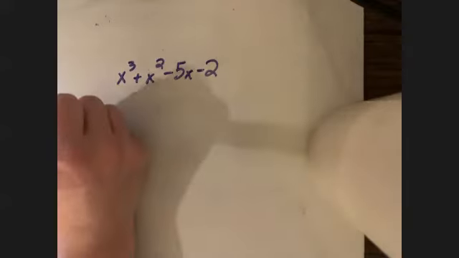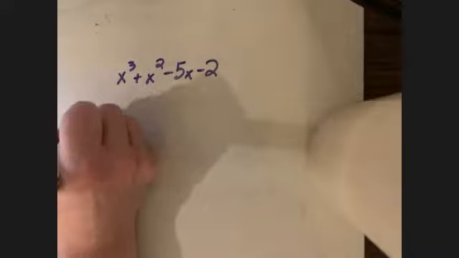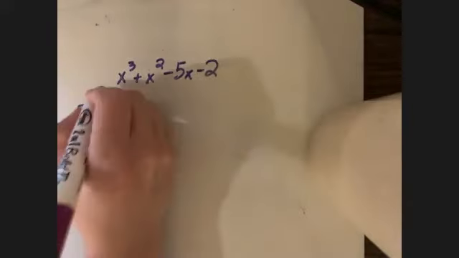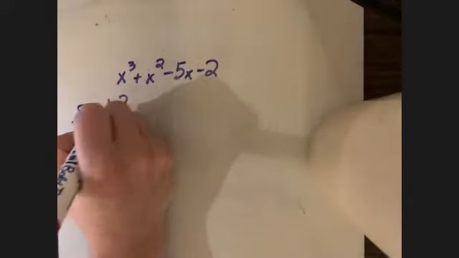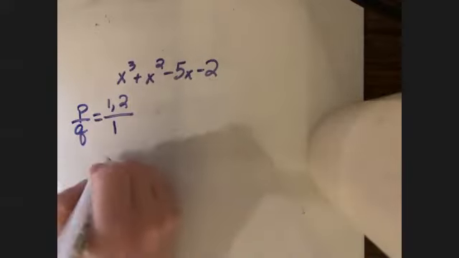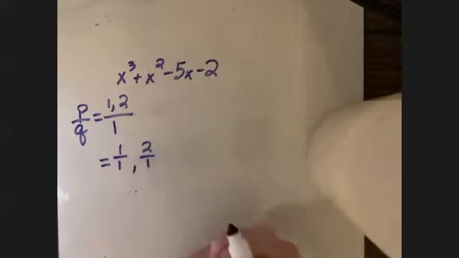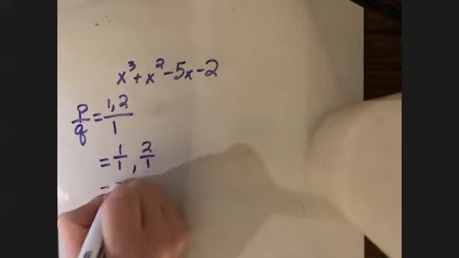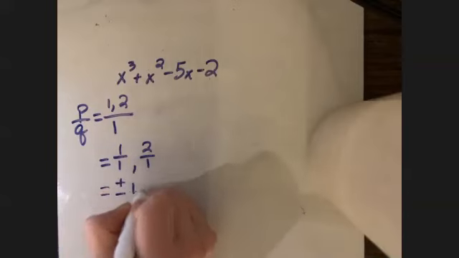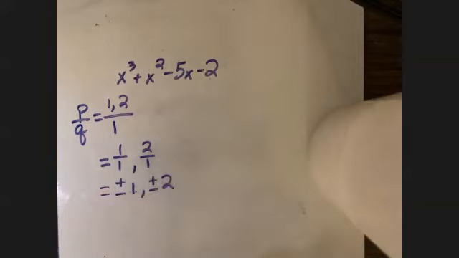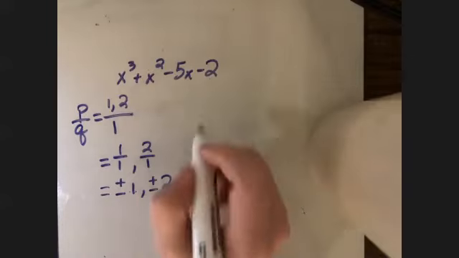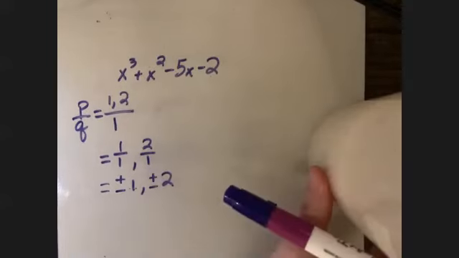So again, P over Q. P is factors of the back. Factors of 2 are 1 and 2. Q is up here at the front. I don't have anything there, so it's just going to be a 1. It's going to be 1/1 and 2/1. So it's going to factor down to plus and minus 1 and plus and minus 2.